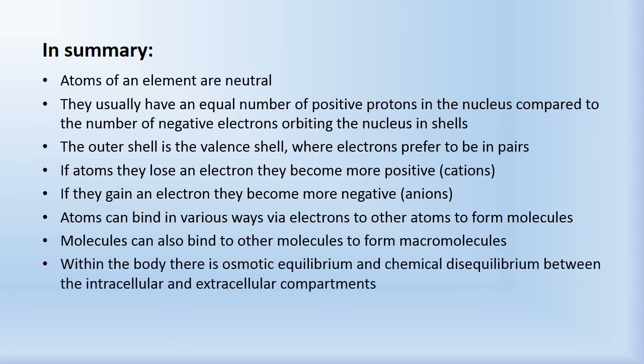Within the body, there is osmotic equilibrium, so there is no osmotic gradient between the intracellular and the extracellular compartment. Remember, we called this isotonicity. But there is chemical disequilibrium between the intracellular and the extracellular compartments because the solutes differ in those two compartments. All of this creates a normal balance or homeostasis.